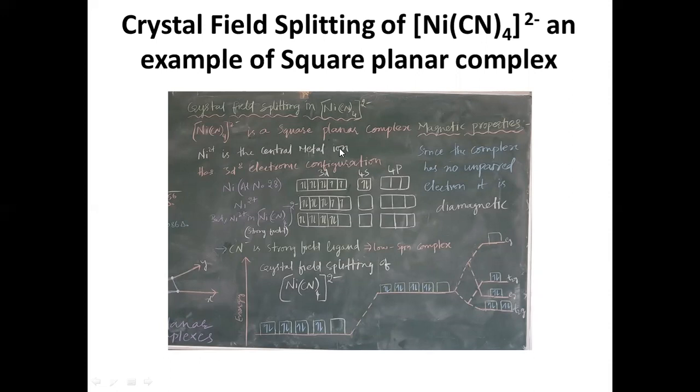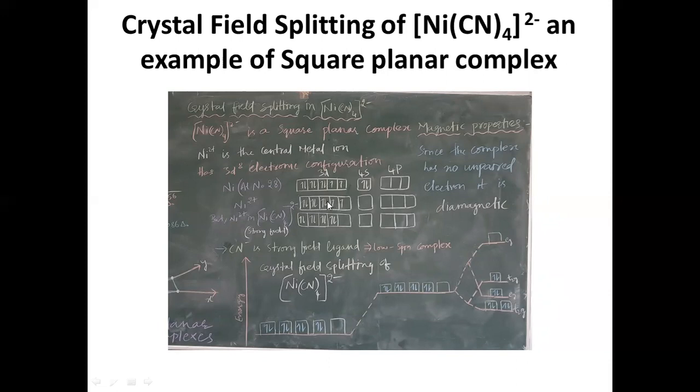Ni2+ is the central metal ion, and it has a 3d8 electronic configuration. Nickel has atomic number 28, with configuration 3d8 4s2. In Ni2+, two electrons are removed from the 4s orbital, leaving a d8 electronic configuration.